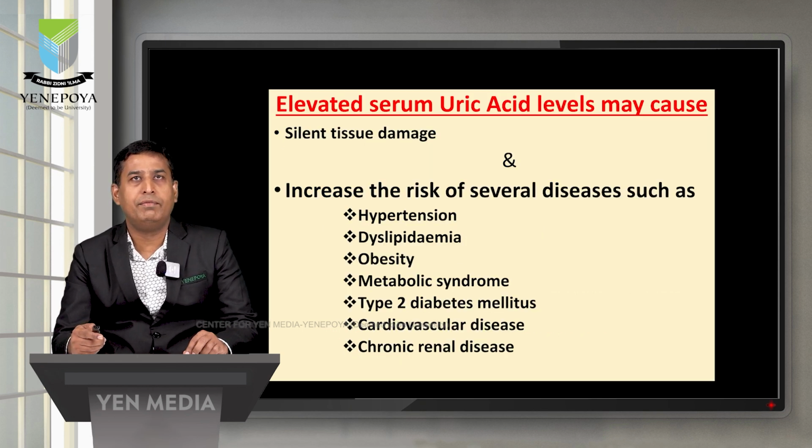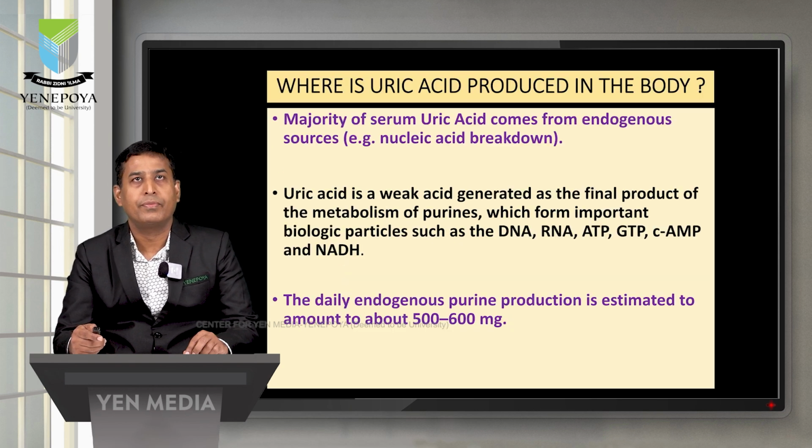Elevated serum uric acid levels may cause silent tissue damage, and also increase the risk of several diseases such as hypertension, hyperlipidemia, obesity, metabolic syndrome, type 2 diabetes mellitus, cardiovascular disease and chronic renal diseases.